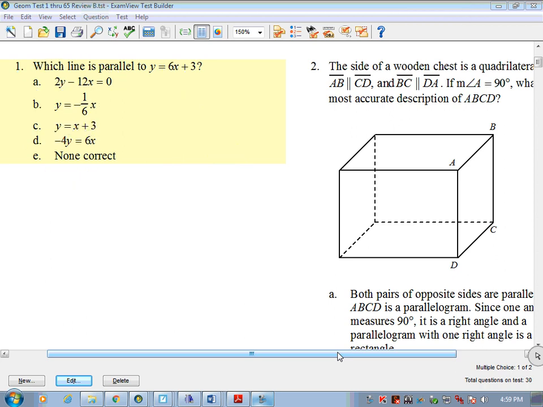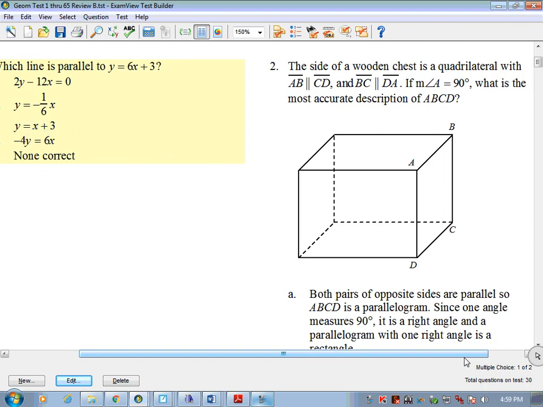Question number 2. I'm going to drag this over. The side of a wooden chest is a quadrilateral, which means it has 4 sides, with AB being parallel to CD and BC being parallel to DA. So we have a parallelogram. If measure angle A equals 90 degrees, what is the most accurate description of this? The most accurate description is that it is a rectangle. We don't know anything about the side lengths, so we can't make any observations about it being a square.